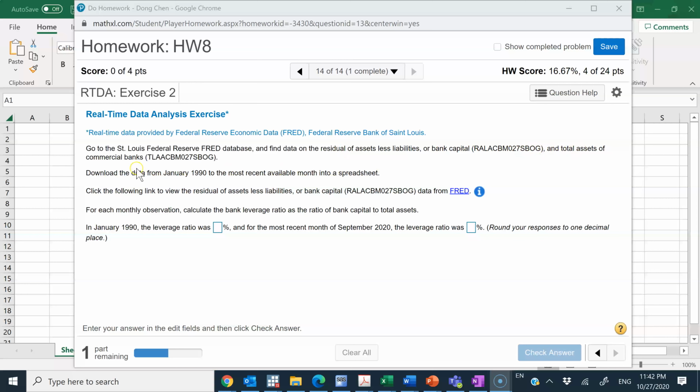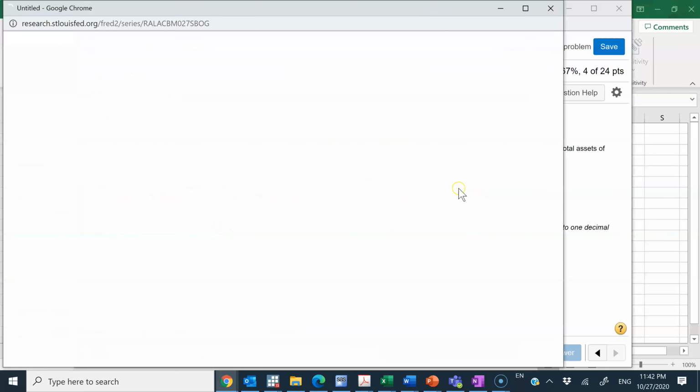And total assets of commercial banks. Download the data from January 1990 to the most recent available month into a spreadsheet. Click the following link to view the residual of assets less liabilities, or bank capital. So we can click on this.